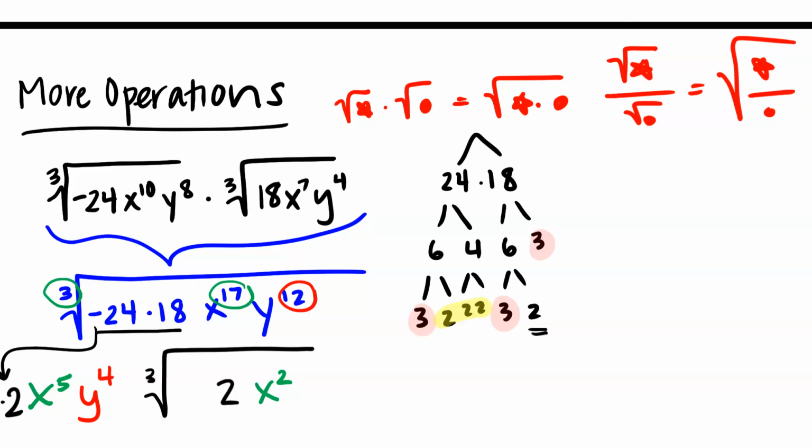Don't forget the index on your radical. And then, of course, we can simplify this all up to something pretty. The 3 times the 2 should be a negative 6.